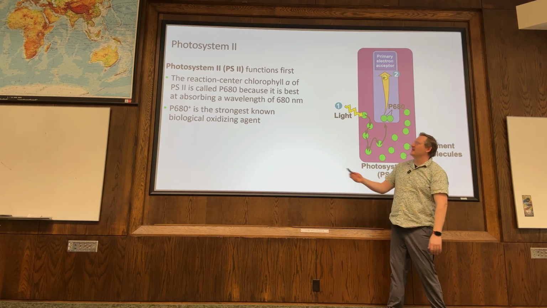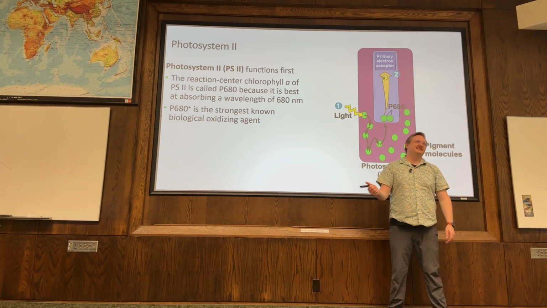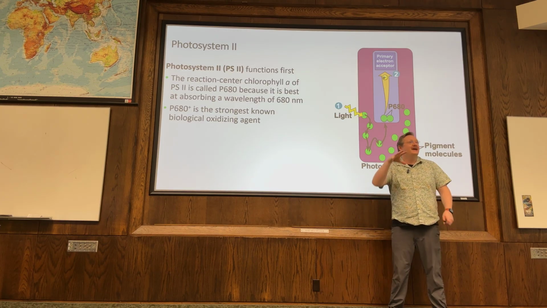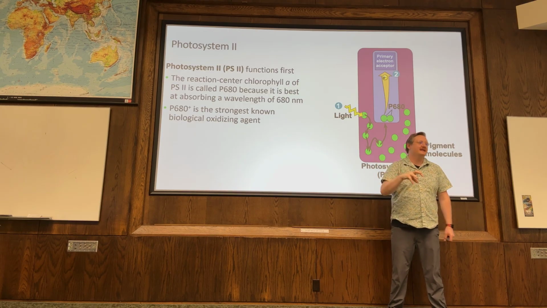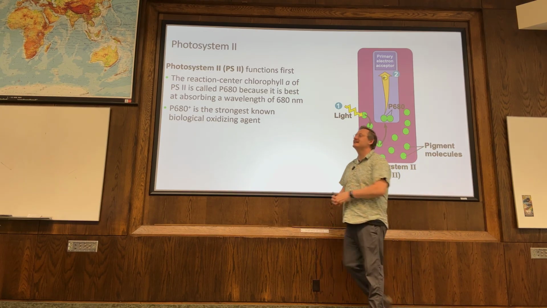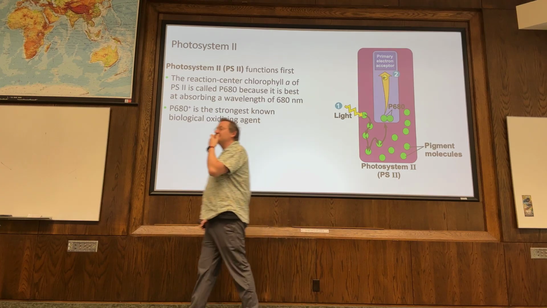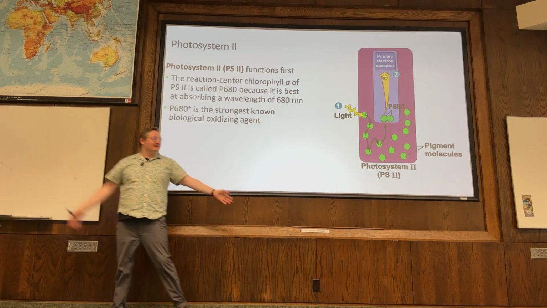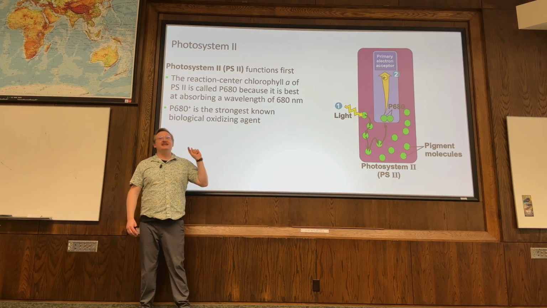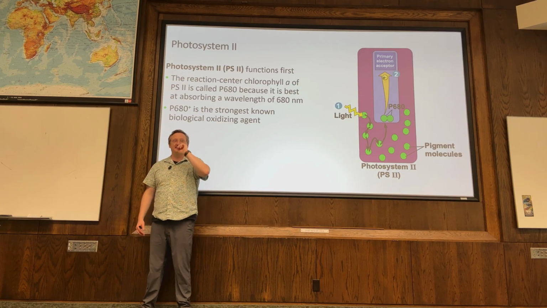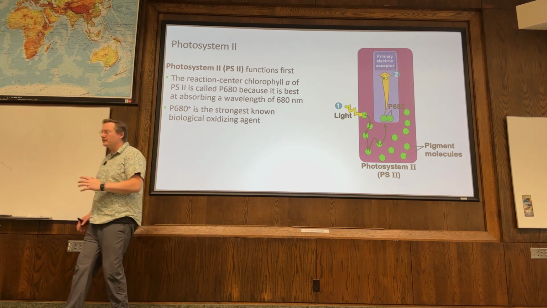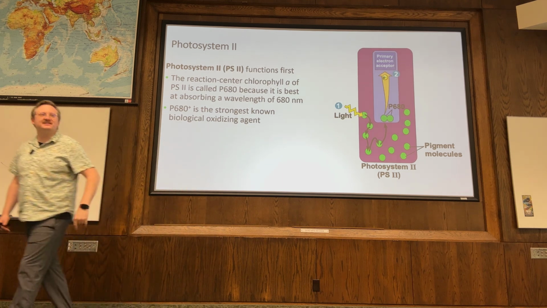P680 plus is the strongest known biological oxidizing agent. What does that mean? It means that it is very good at pulling electrons off of other things. It's incredibly electronegative. It's an oxidizing agent, so it's going to oxidize something else. Now, can anybody tell me what P680 plus is going to oxidize? Let me guess, water? Yes, 100%.